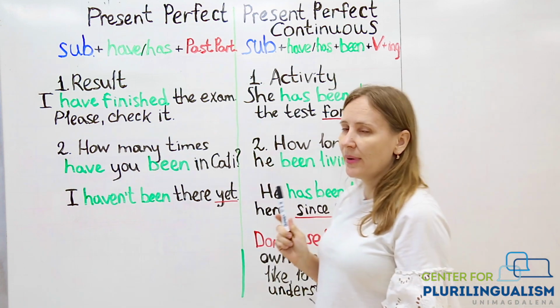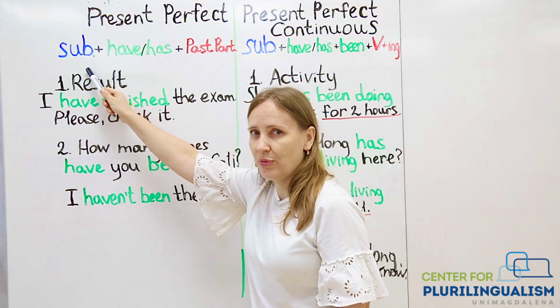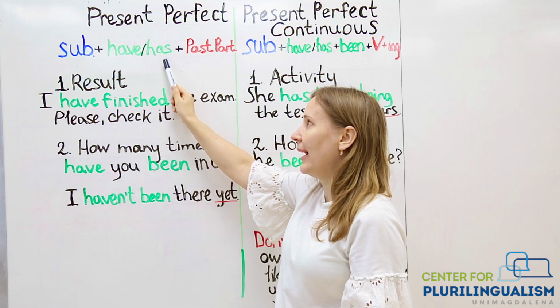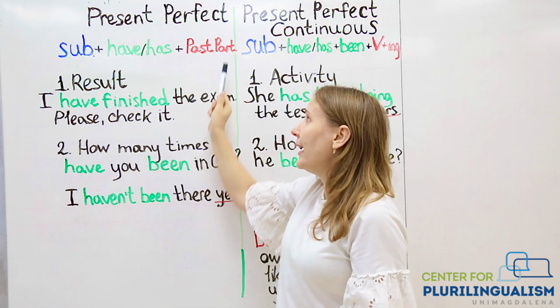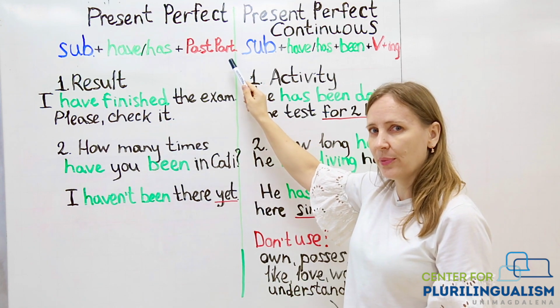So, if you want to make an affirmative sentence or a negative sentence, you should start with a subject. Then you need to use auxiliary verb have or has, depending on the subject. And the main verb always should stay in past participle form.